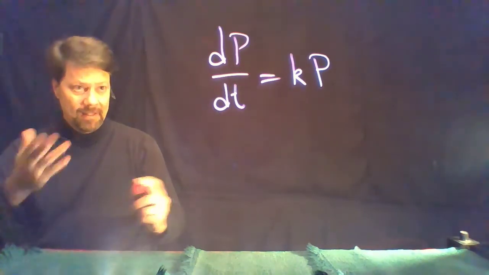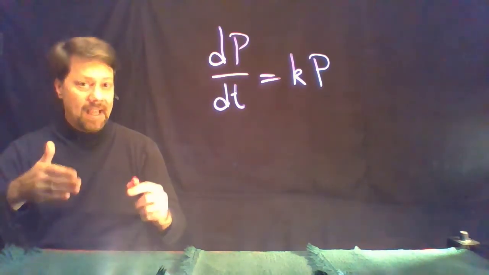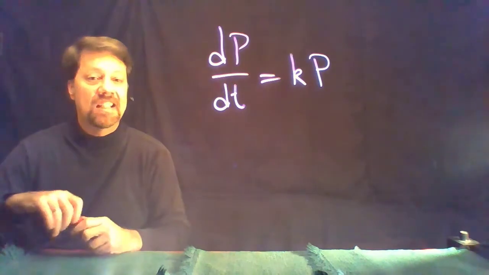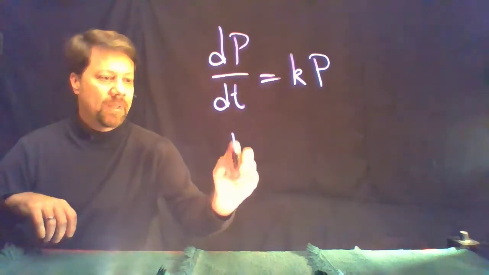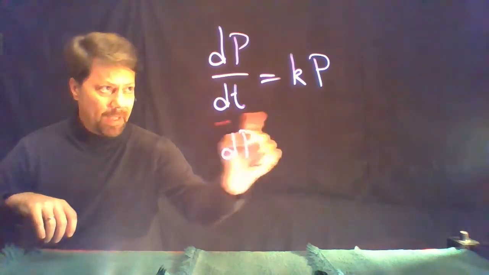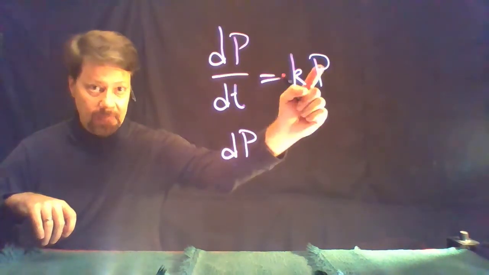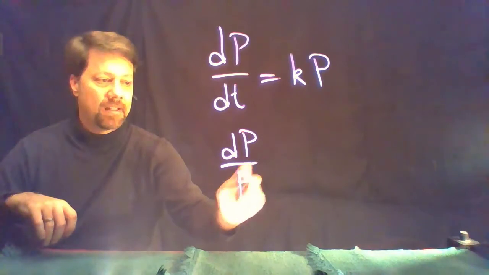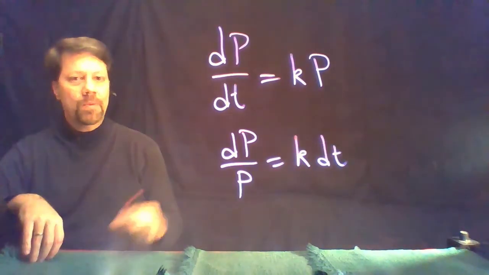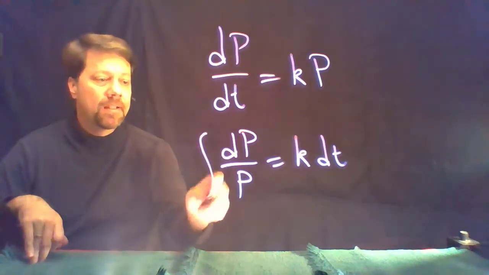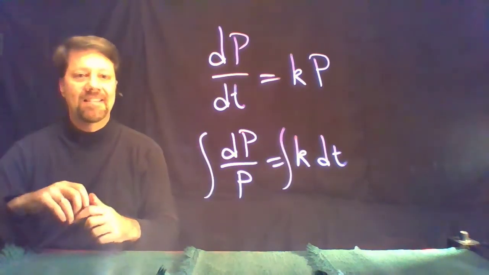Now, this differential equation doesn't tell us what the function p is, the population size. To solve for that, we can separate the variables by multiplying dt to the right and dividing p to the left. Once we have separated the variables in this way, we can integrate both sides.